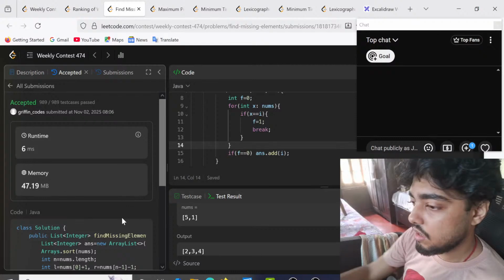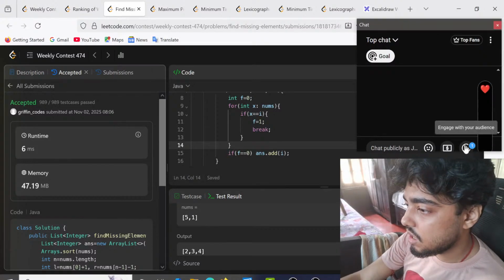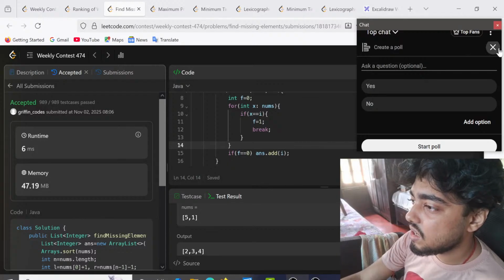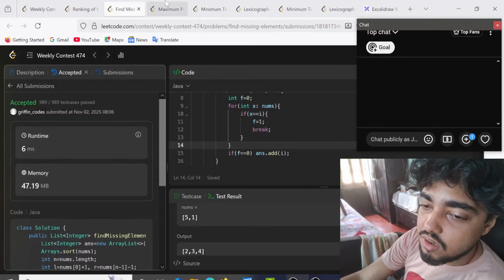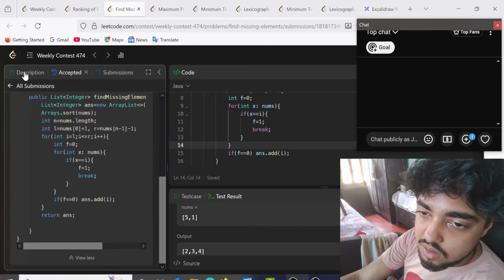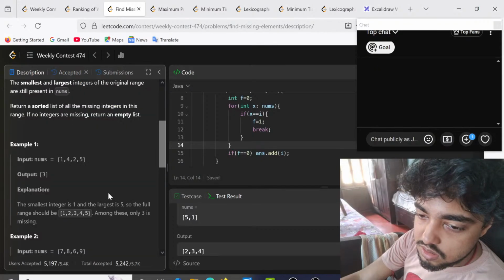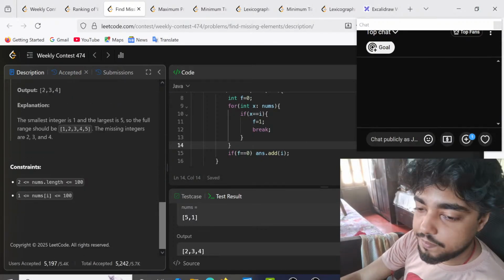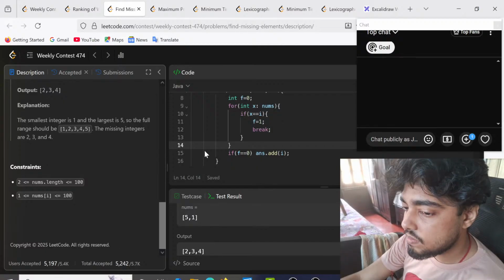So I hope this is clear with you guys. I'll just open a poll, tell me if it is clear or not. I hope it is clear. This was the easy one. I think many of them have done this. Yeah, there are a lot of people who have done this. So it's a good one. Let's go to the next question.